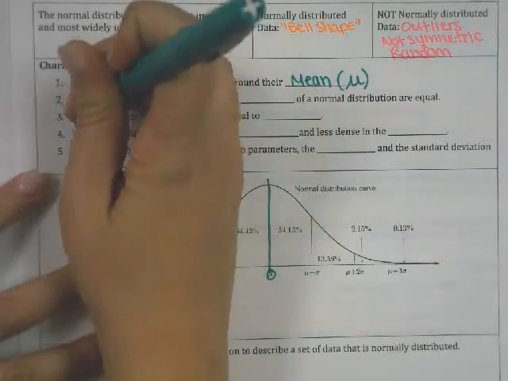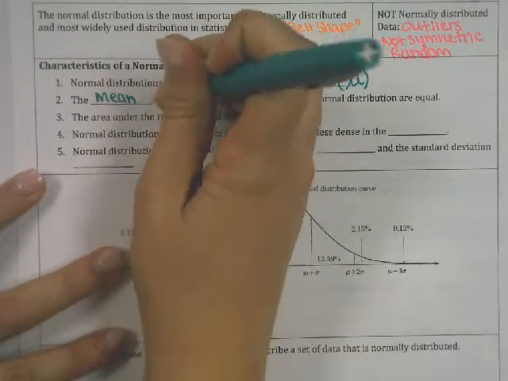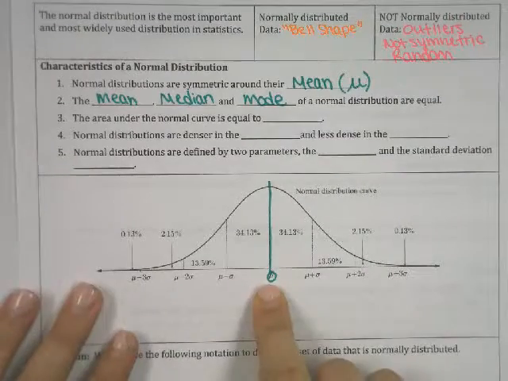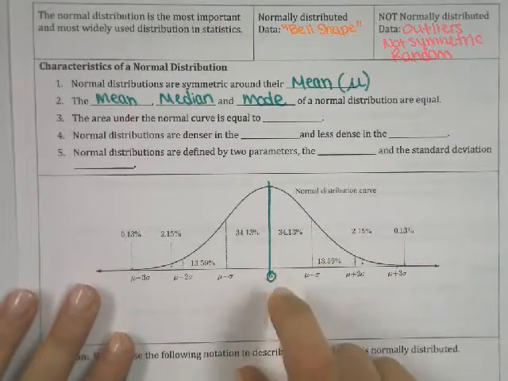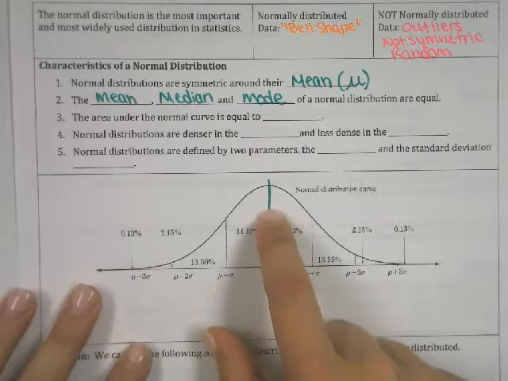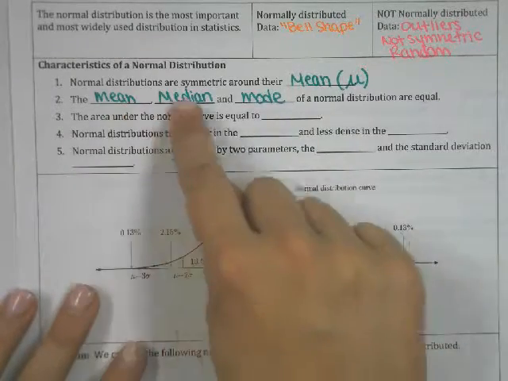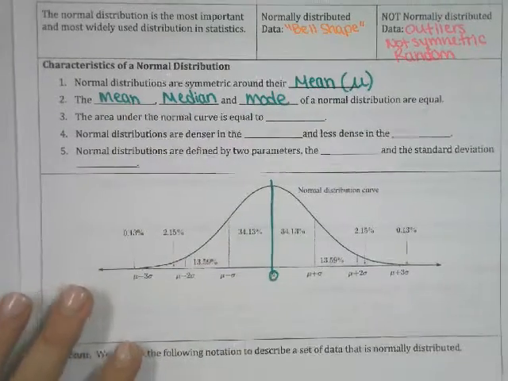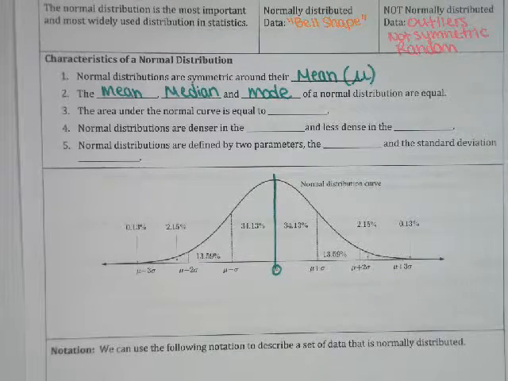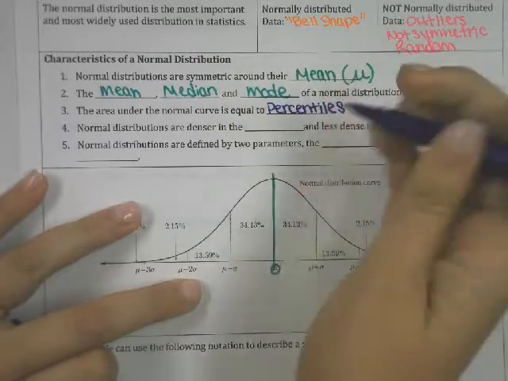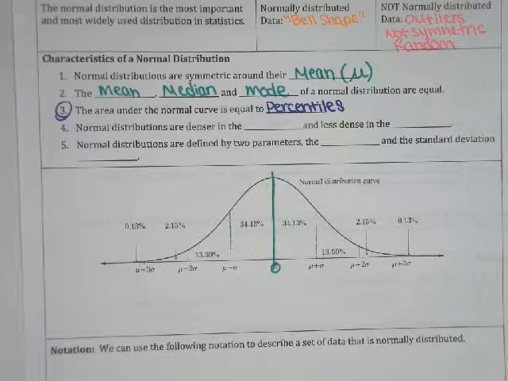For the normal distribution, the mean, median, and mode are all the same value. So our mean is this number here. It's also the middle of our data. And it's the most occurring. If you think about this as a bar chart, this would be the highest bar. So all three of these values are the same whenever we're dealing with normally distributed data. The area under the normal curve is equal to our percentiles. And we'll talk about that here in a second.